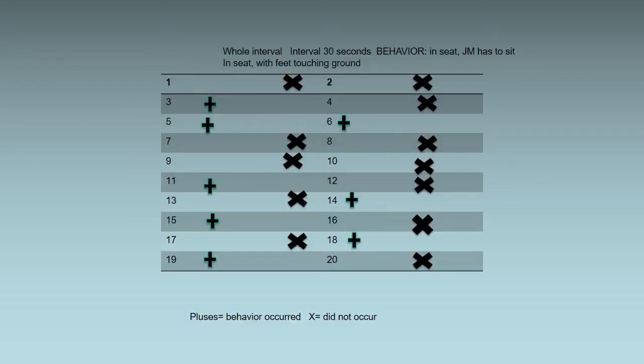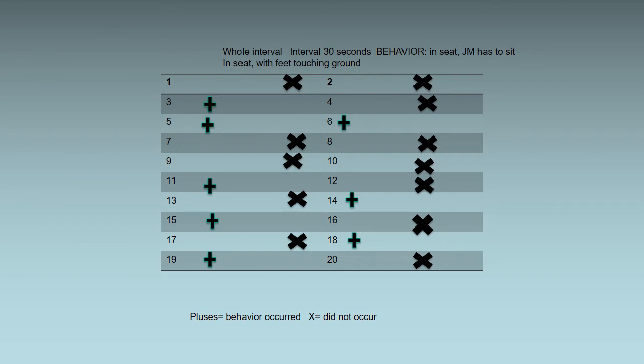So, for this example, we're going to do in-seat behavior. If you notice that on the top, there's an operational definition of what that means. JM has to be in his seat with feet on the ground. This is what the chart would look like filled out. Remember, I'm using those X's to keep track of where I'm at.